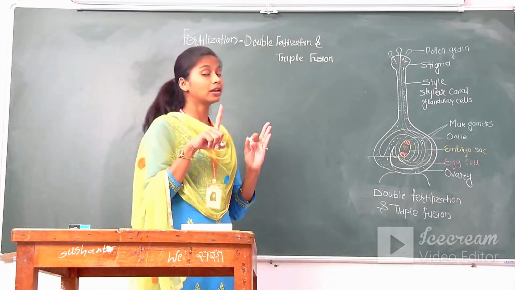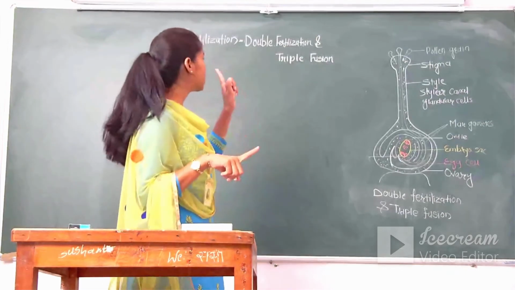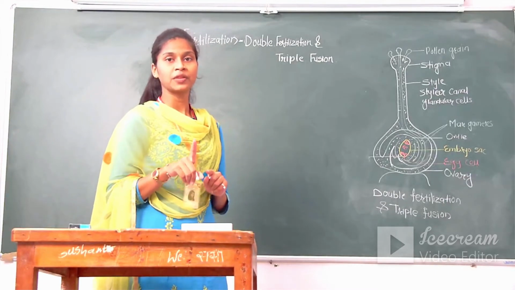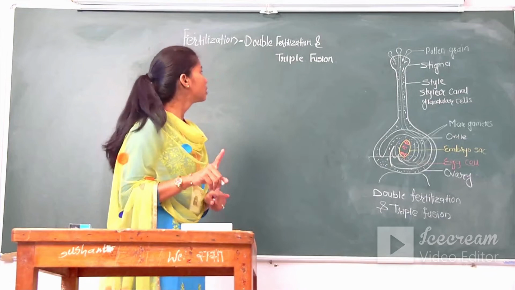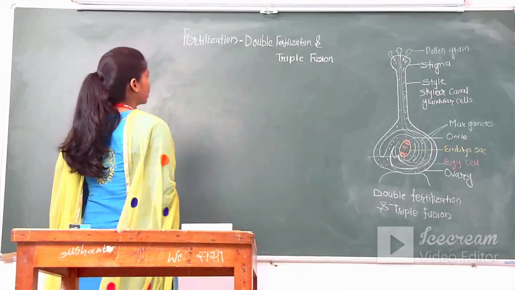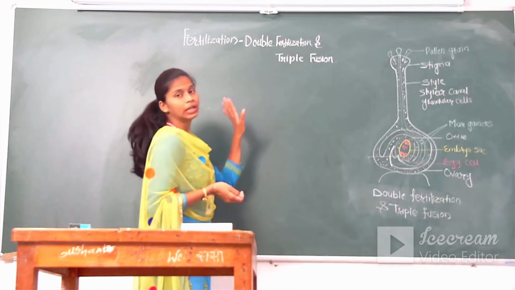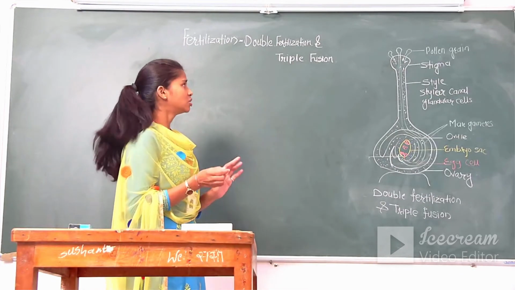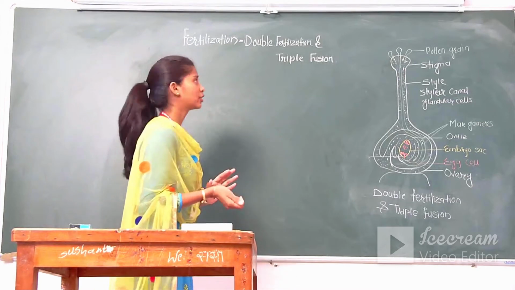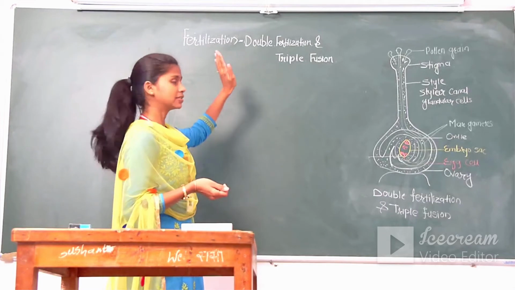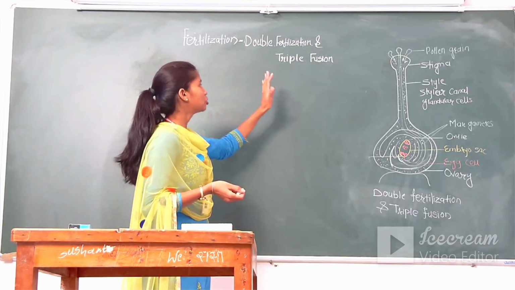Now, let me remind you one thing. Double fertilization is a characteristic of angiosperms. That means it only happens in angiosperms. It is not shown by any lower plants like gymnosperms, algae, bryophytes, pteridophytes. It is the characteristic of angiosperms.